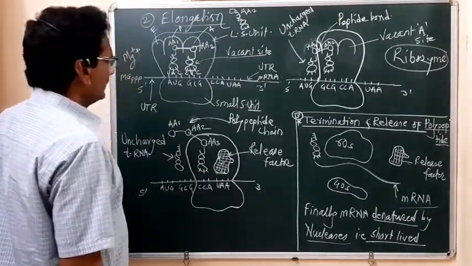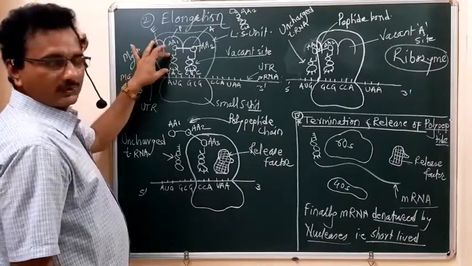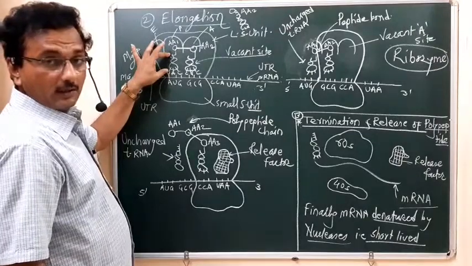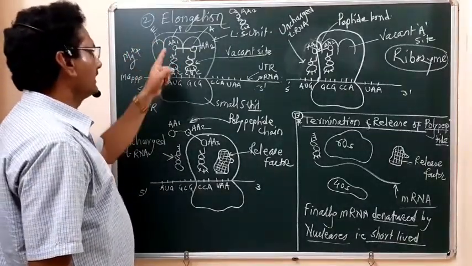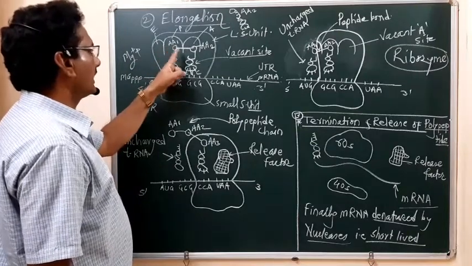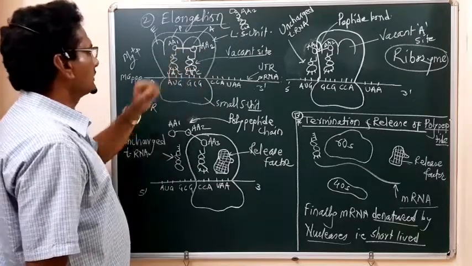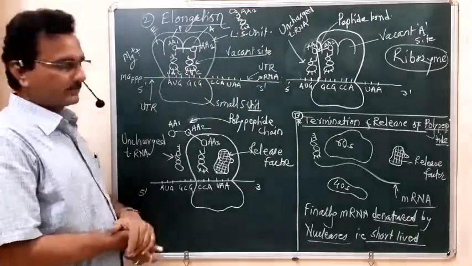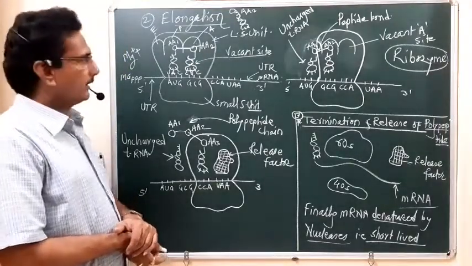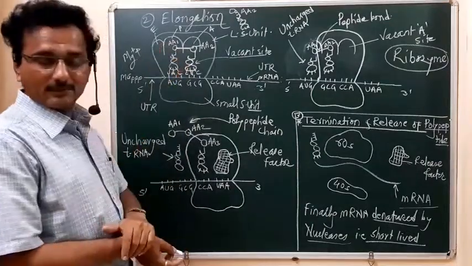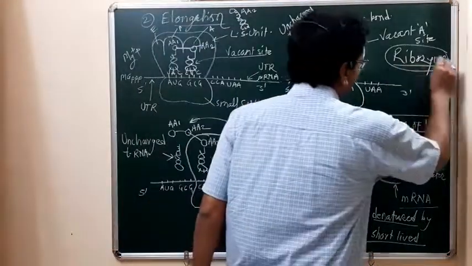Then what happened? This tRNA dislocates from its position, because it carried the amino acid AA1. That amino acid is attached to this second amino acid AA2 with the help of this peptide bond. So this is the next step, the formation of the peptide bond in the presence of the ribozyme enzyme.